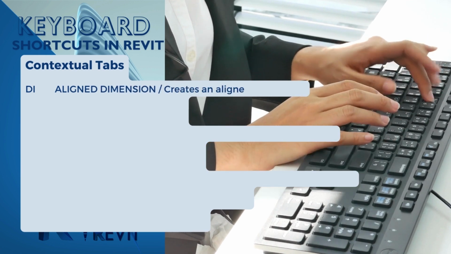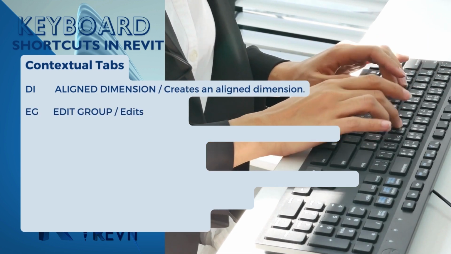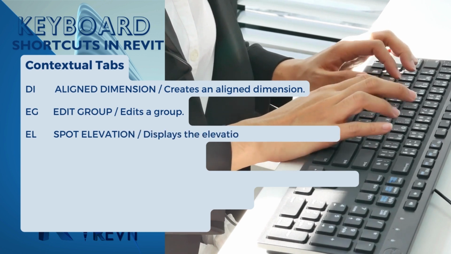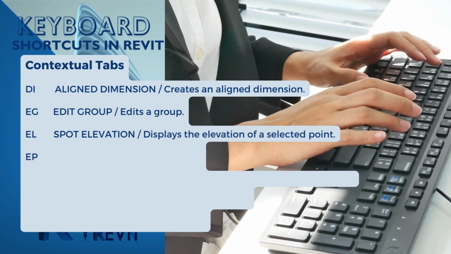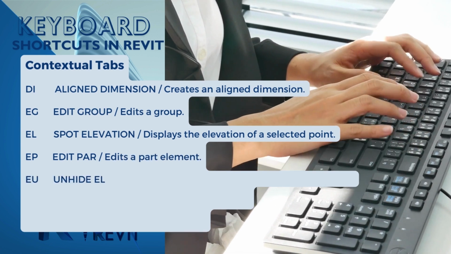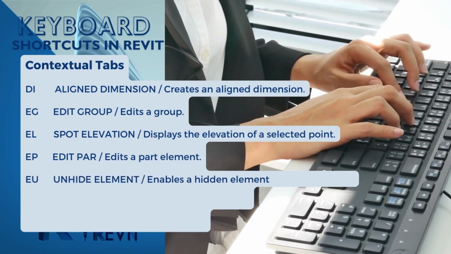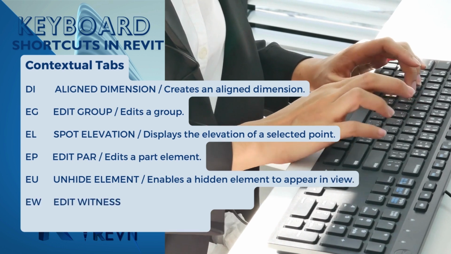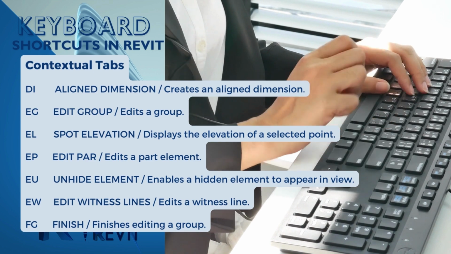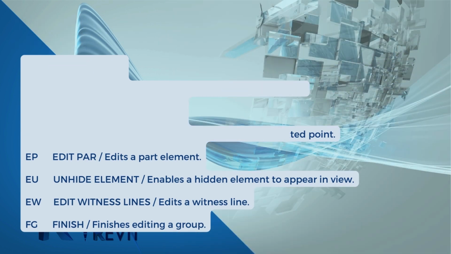DI, Align Dimension, creates an aligned dimension. EG, Edit Group. EL, Spot Elevation, displays the elevation of a selected point. EP, Edit Part, edits a part element. EU, Unhide Element, enables a hidden element to appear in view. EW, Edit Witness Lines. FG, Finish, finishes editing a group.